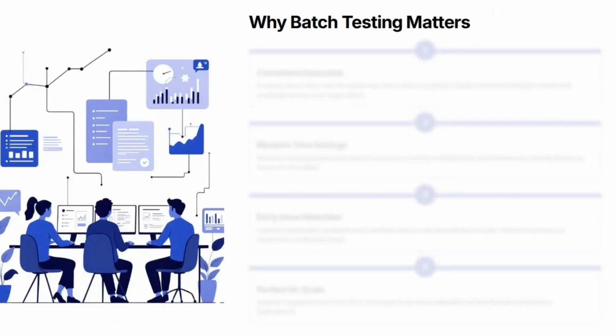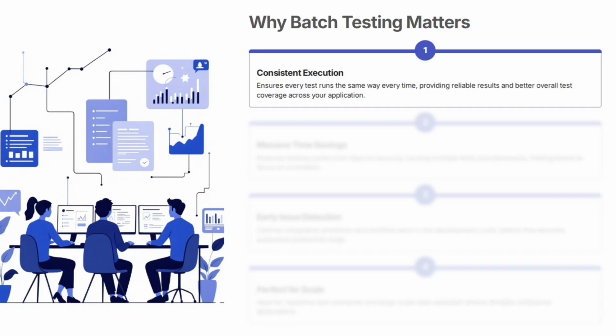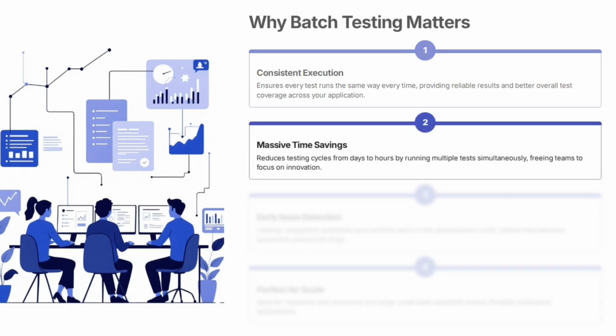Now, why does batch testing matter? Why is this technique used? First thing is consistent execution. We are ensuring that every test case runs the same way every time, which provides reliable results and overall test coverage across our application. Second thing is massive time savings, as it reduces the test life cycle from days to hours. As it runs multiple test cases simultaneously, it helps save a massive amount of time.